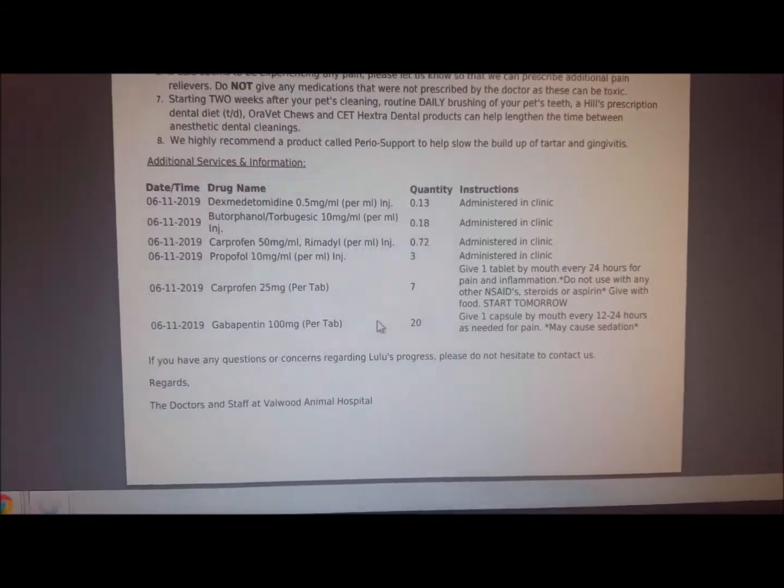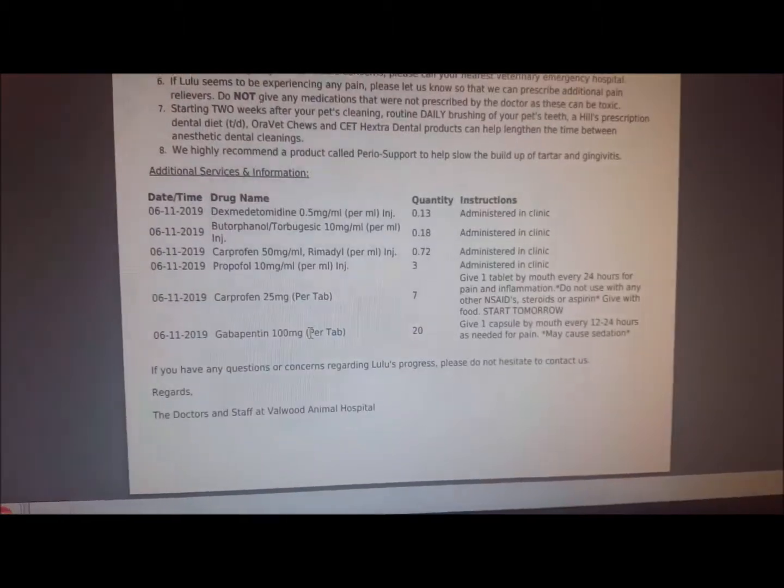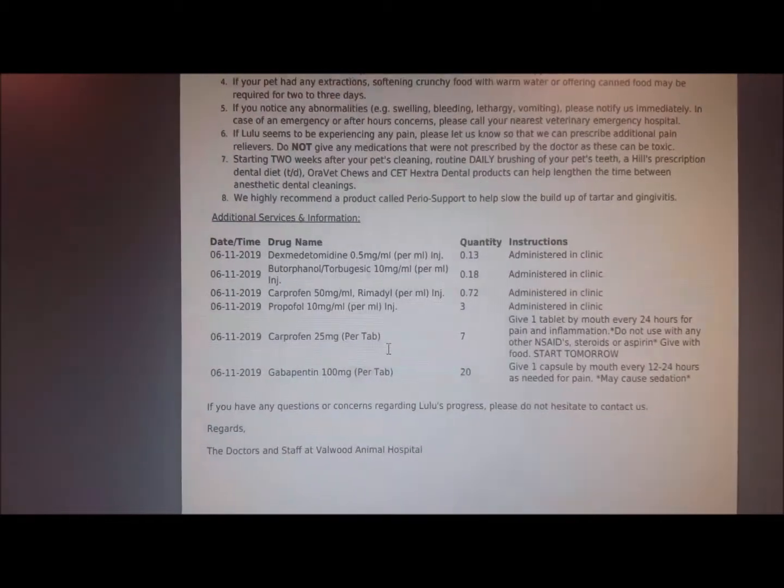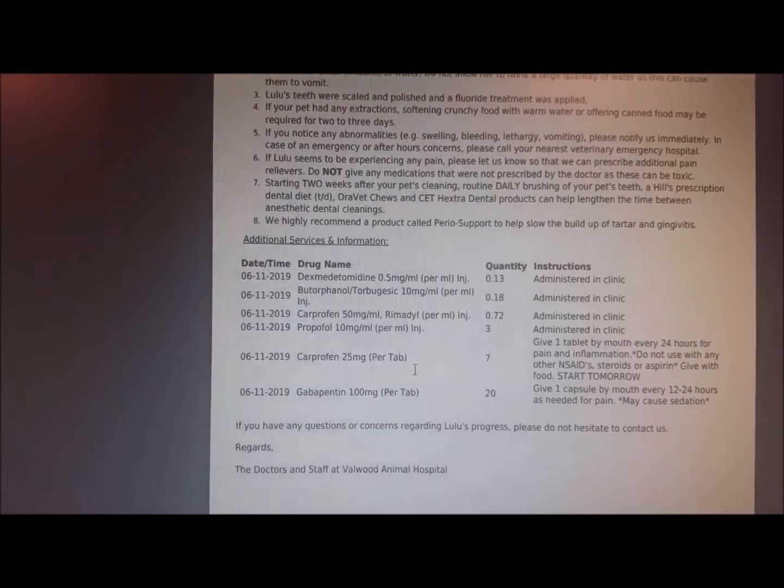We are also sending her home with gabapentin and more carprofen, so that we can help with her pain. She's going to be taking carprofen starting tomorrow, since we gave an injection of that same medication today, so she doesn't need that today. She should start tomorrow. She's going to be giving 1 tablet by mouth every 24 hours for the pain and inflammation, and then we're going to give 1 capsule of gabapentin every 12 to 24 hours as needed, just for the pain.